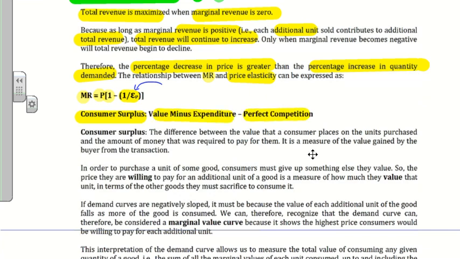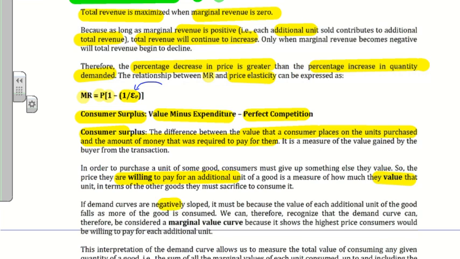Consumer surplus: value less expenditure. Simple as that. Market competition. Consumer surplus is the difference between the value that a consumer places on what he's buying and the amount of money he has to pay for it. In other words, the consumer asks, how much value am I getting as a result of purchasing this particular product? In order to purchase a unit, consumers have to give up something. They pay for additional units. Because if they're using their money to buy your product, then they can't use it to buy something else. There's some kind of sacrifice.